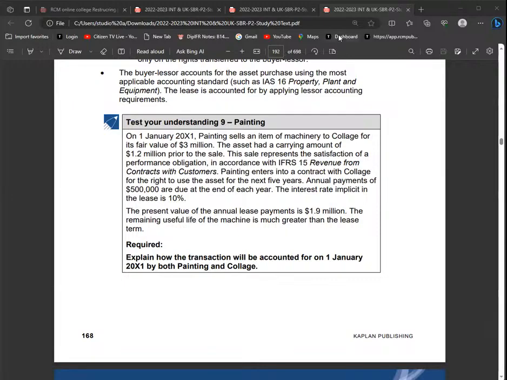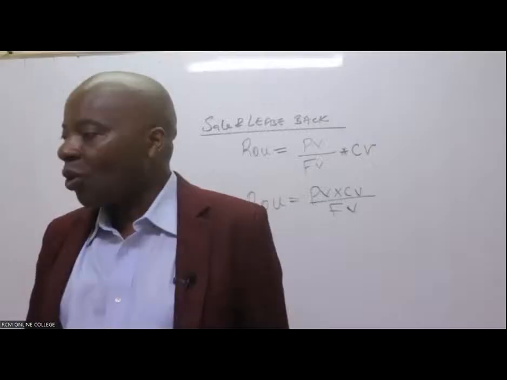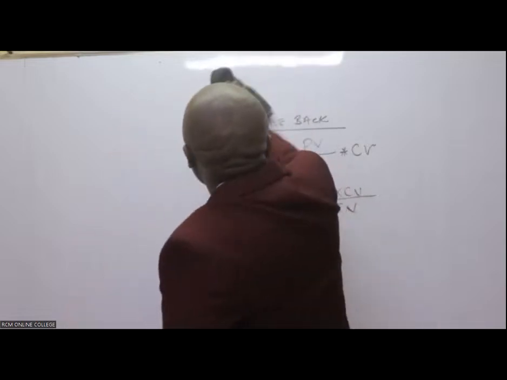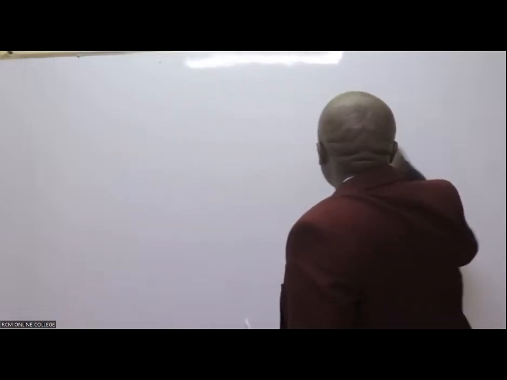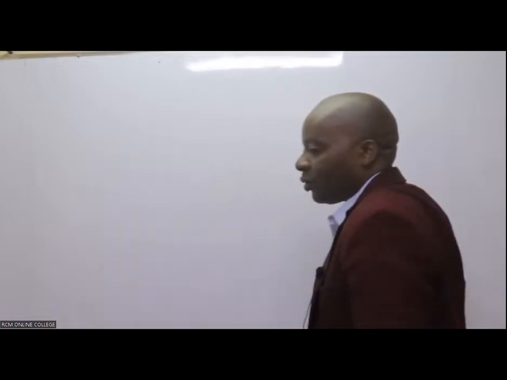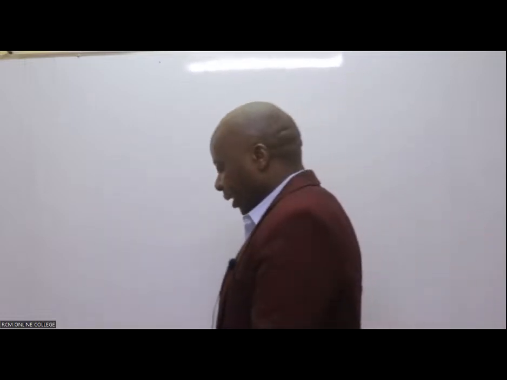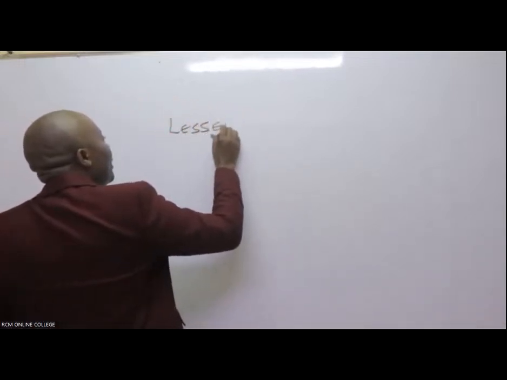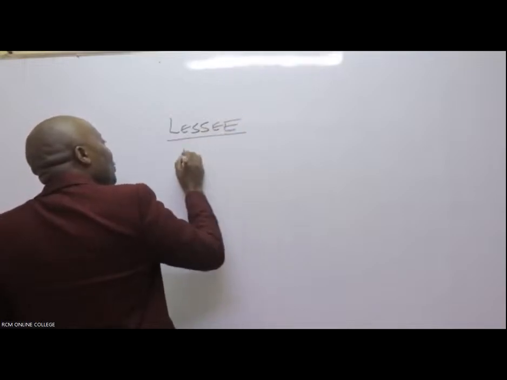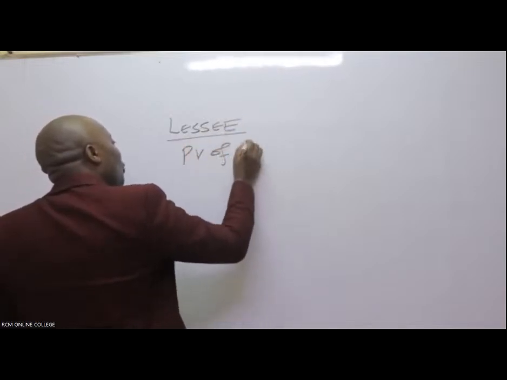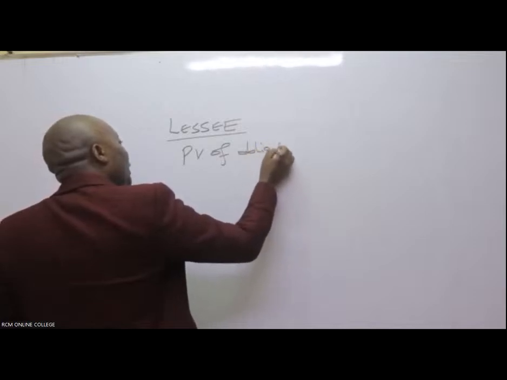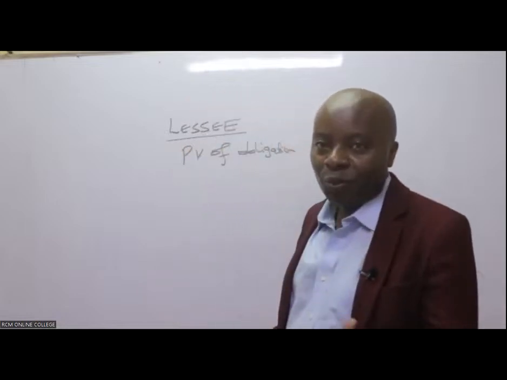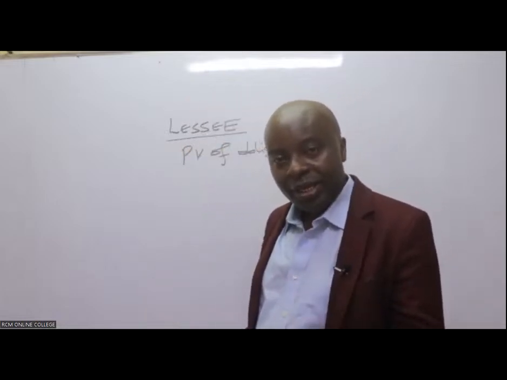Ladies and gentlemen, I will first of all start by looking at the lessor. The lessor, I mean the lessee. I'll start first of all by looking at the lessee. So the lessee, we can see something very important here. They have given us the present value of the obligation. Remember that the lessee, at the end of the day, is obligated to pay the lease rentals. He has to pay.